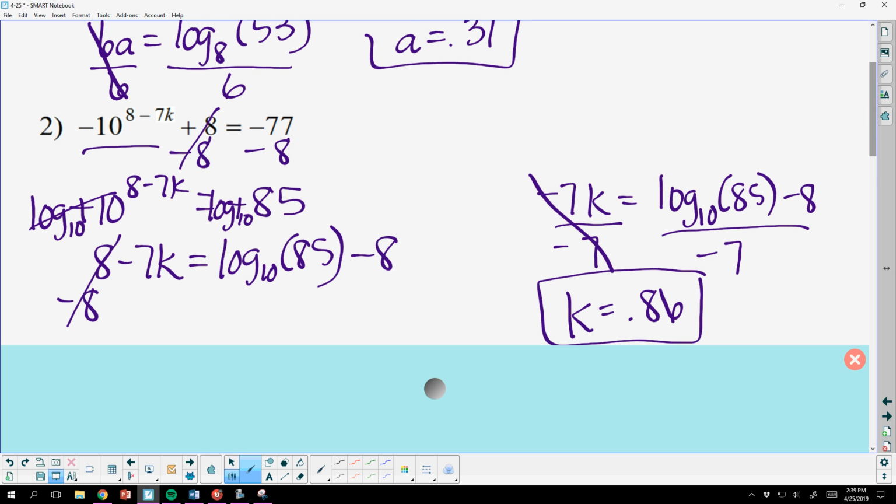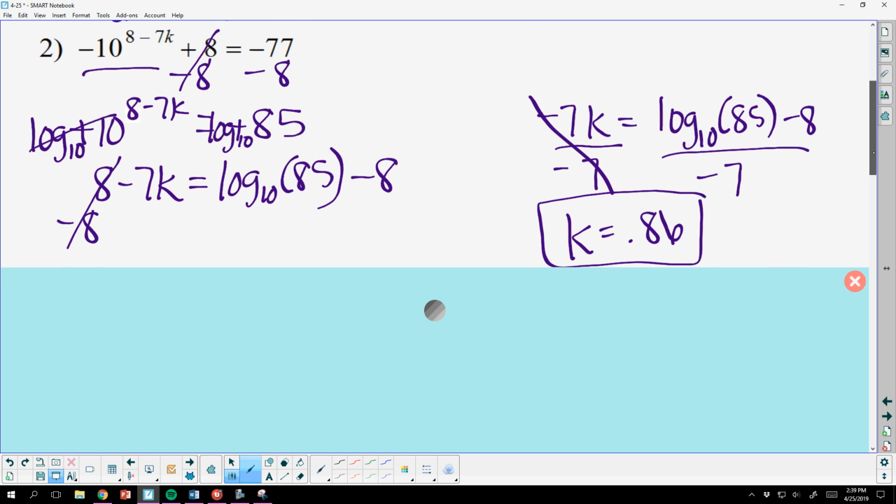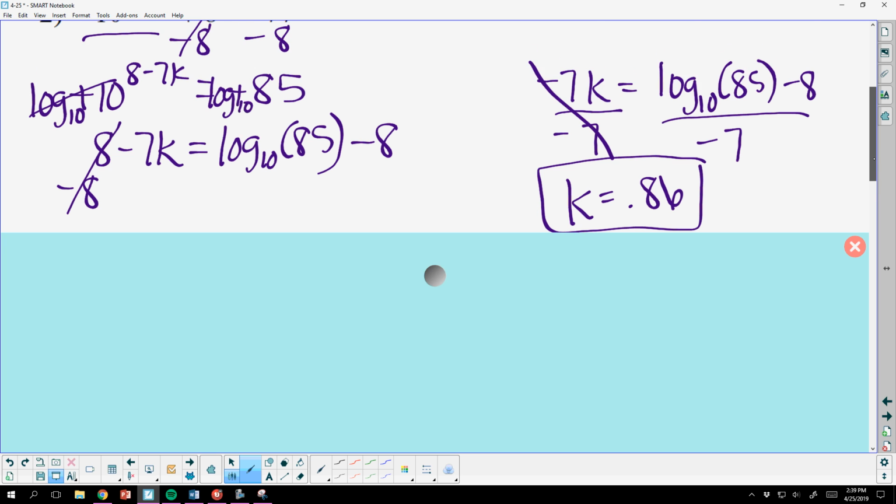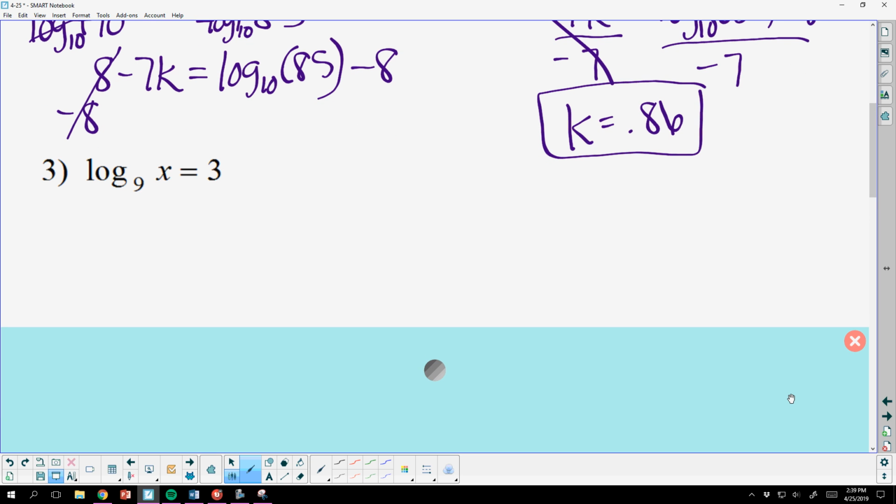All right, so any questions so far on logarithms? Okay, let's write down this next equation.